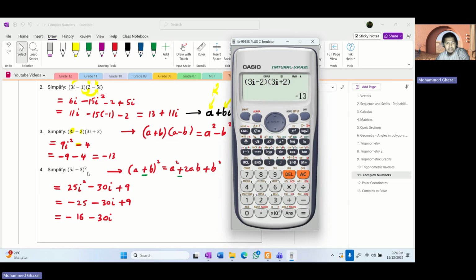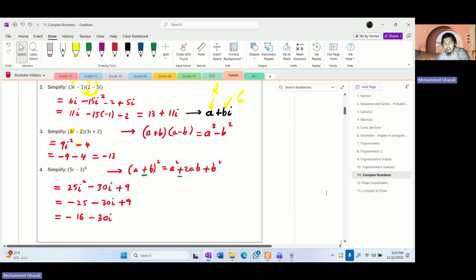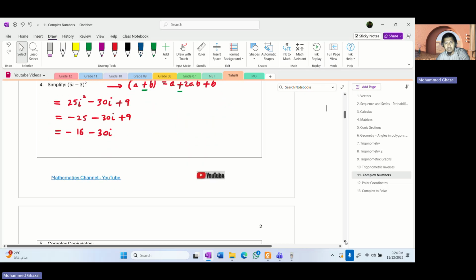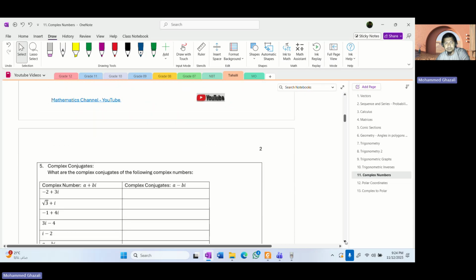So we have an answer which is negative 13. That works. The other one is squared. Let's delete all this. It's basically 5i minus 3. Just editing 5i minus 3. So what answer do we get? 5i minus 3. Minus 16 minus 30i. So we are on the right track. Let's move on. Make sure your calculator is in complex mode.